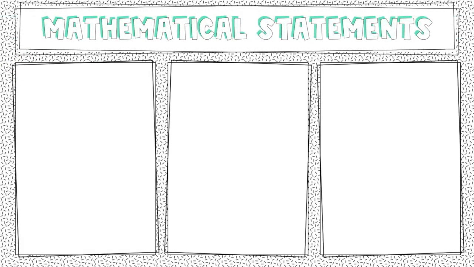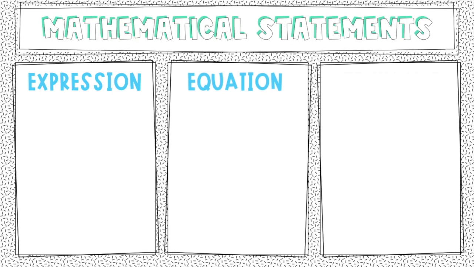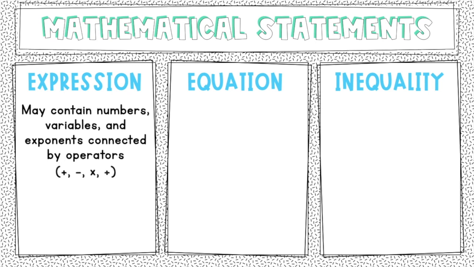Now, let's talk about how variables can be used in different mathematical statements. To do that, we first need to talk about what those statements are. In math, we will be dealing with expressions, equations, and inequalities. An expression may contain numbers, variables, and exponents connected by operators, like the plus sign, subtraction, multiplication, or division sign. So some examples could be 5 plus 9, 12x minus 13, or 4x squared, which is an exponent. All of these are expressions because they contain numbers, variables, and or exponents that are connected by an operator.